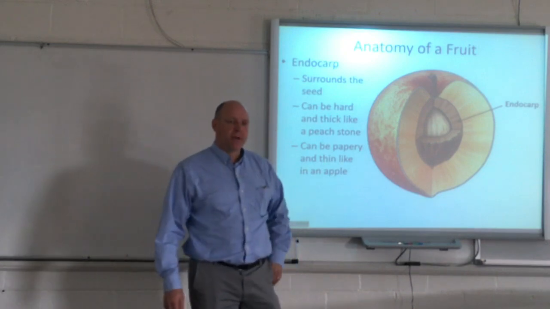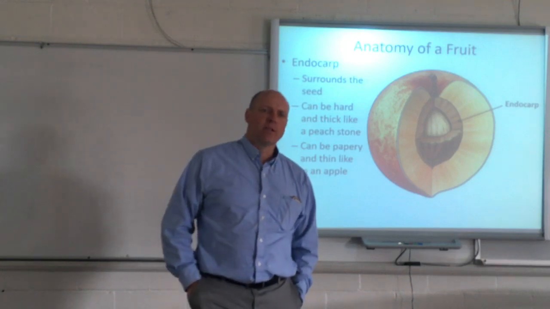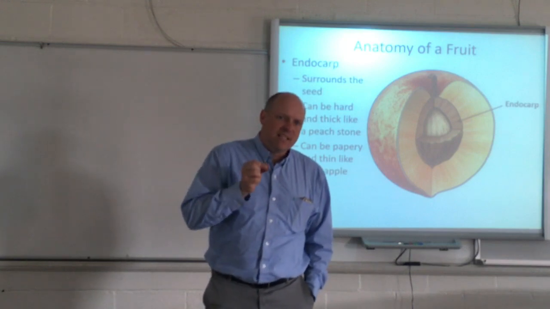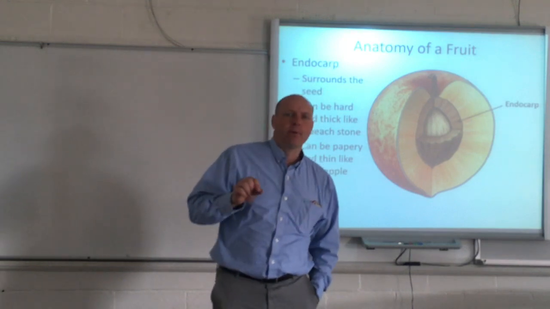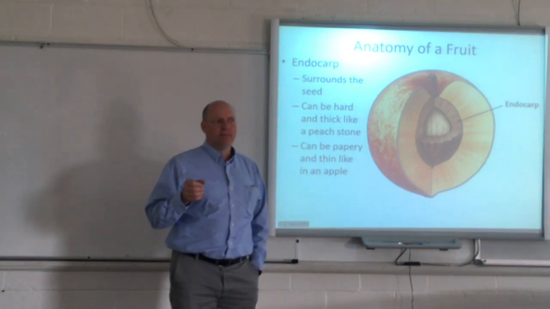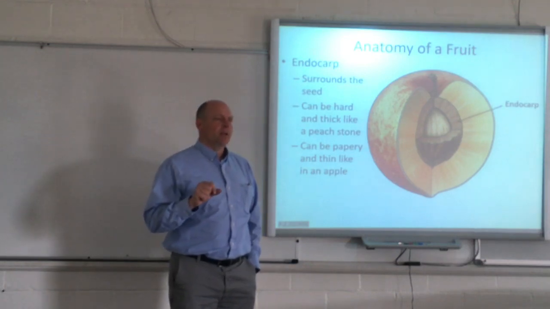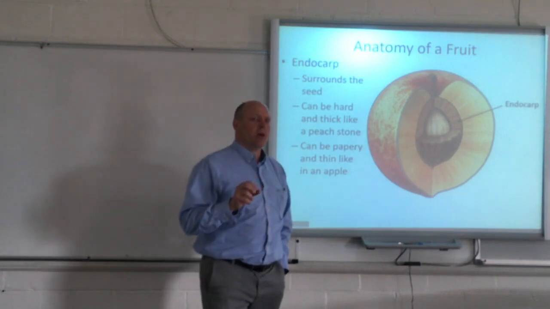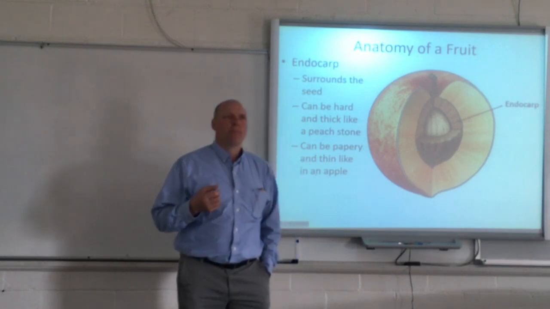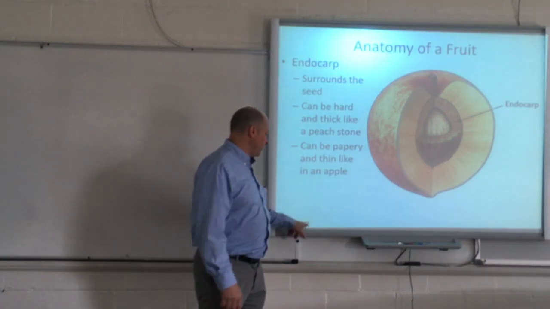Sometimes the endocarp is papery. In the case of an apple, if you've ever bitten too far into an apple, you notice that you get that papery layer right before the seeds. Sometimes it'll get stuck in your tooth. That papery layer is the endocarp. So it can vary. In some fruits, the endocarp is hard like a pit, like in stone fruits. In other fruits, the endocarp is thin and papery. And even in some fruits, the endocarp is just a thin membrane. I'll give examples of that later.